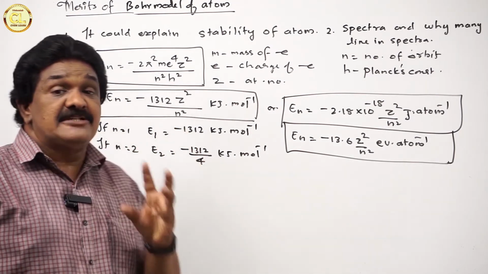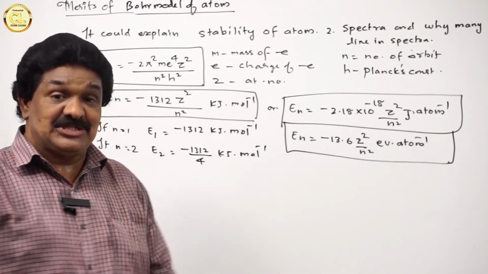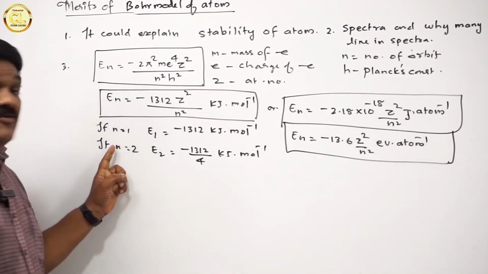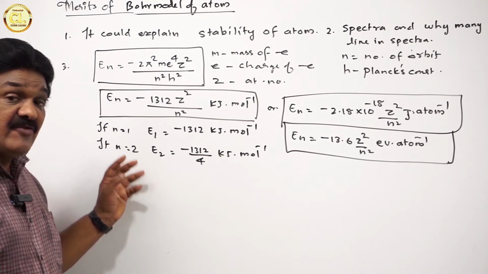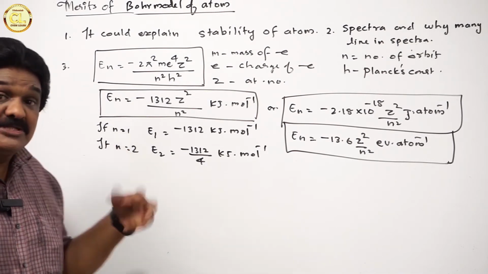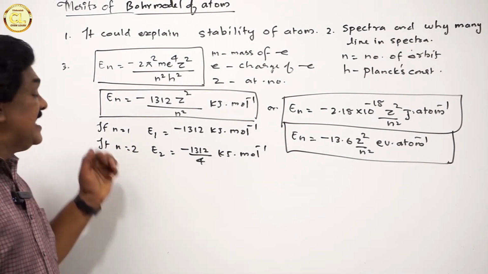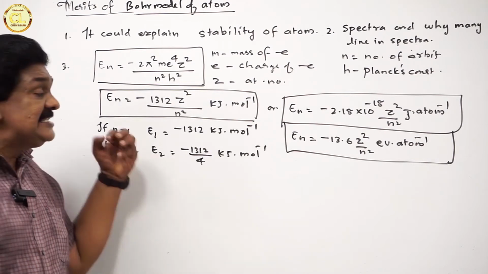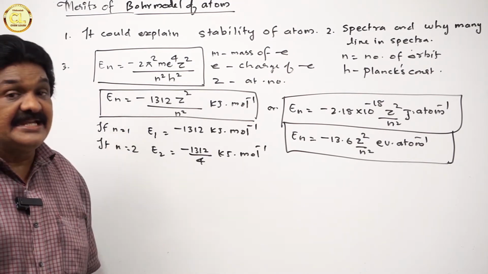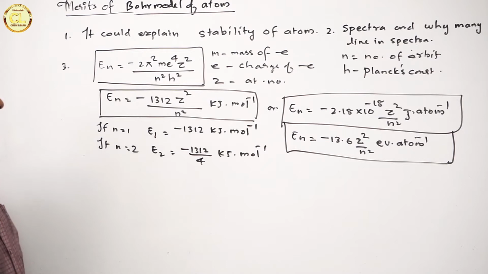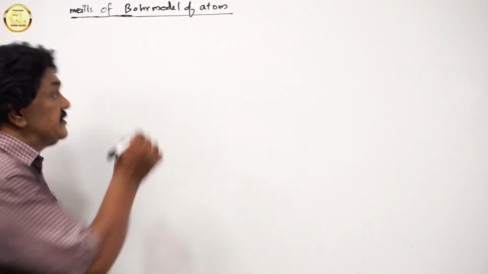This state of the atom is called ground state. But as the value of n increases, the energy value increases. That is, positive energy value increases. These states are called excited states. Merits of Bohr model continues.